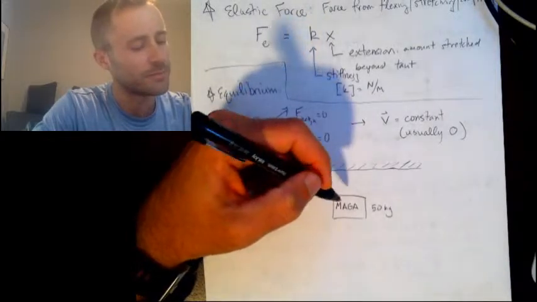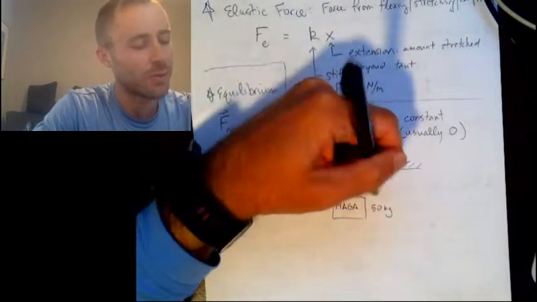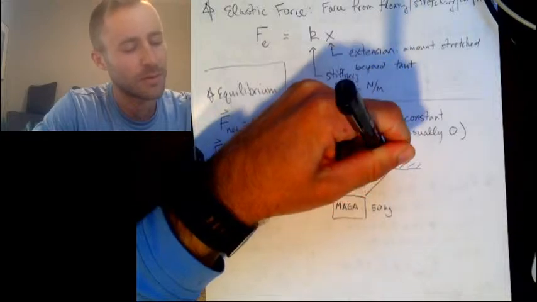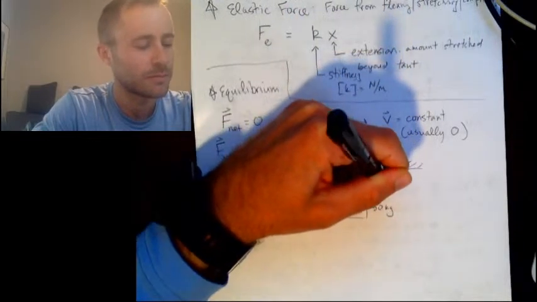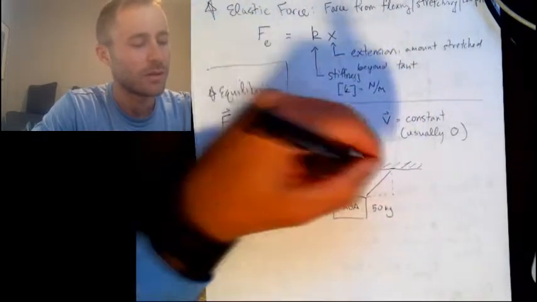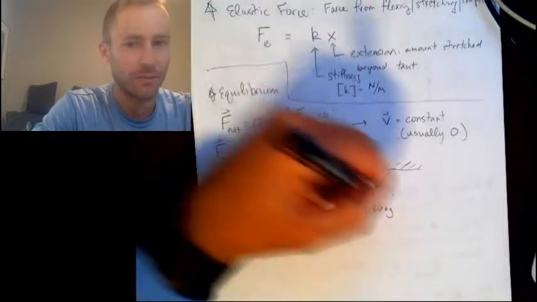And so anyways, the sign is supported by 2 ropes. One of the ropes is at a 45-degree angle.